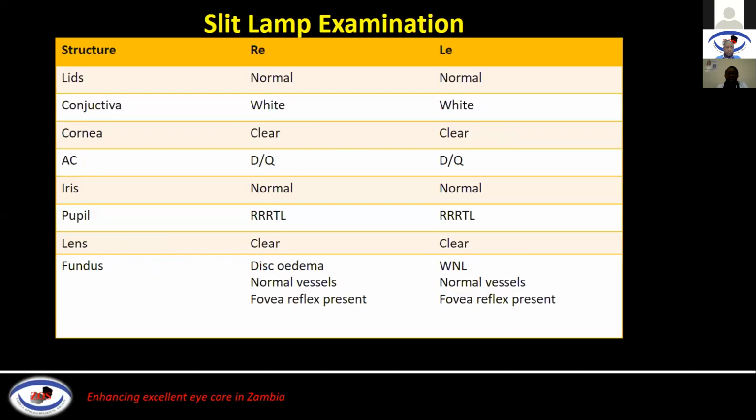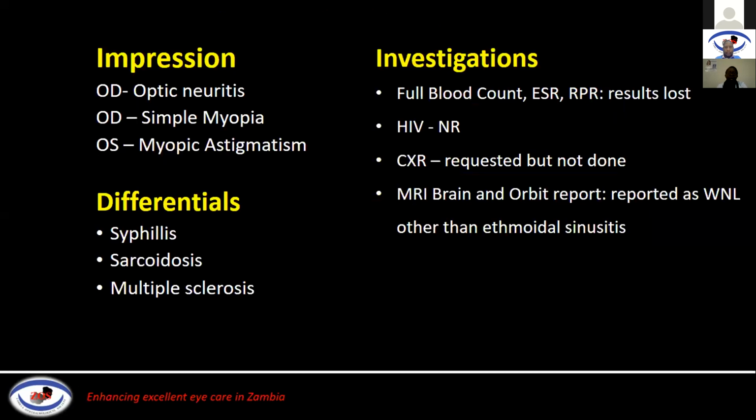We did a slit lamp examination, and in the right eye, we had a normal anterior segment. However, on fundoscopy, we had disc edema in the right eye. In the left eye, both anterior and posterior segments were within normal limits. An impression of optic neuritis in the right eye with simple myopia was made, as well as myopic astigmatism in the left eye. Differentials for the cause of the optic neuritis were syphilis, sarcoidosis, and multiple sclerosis.